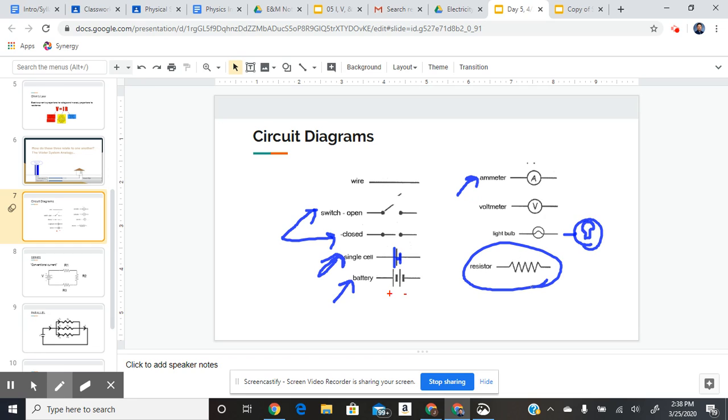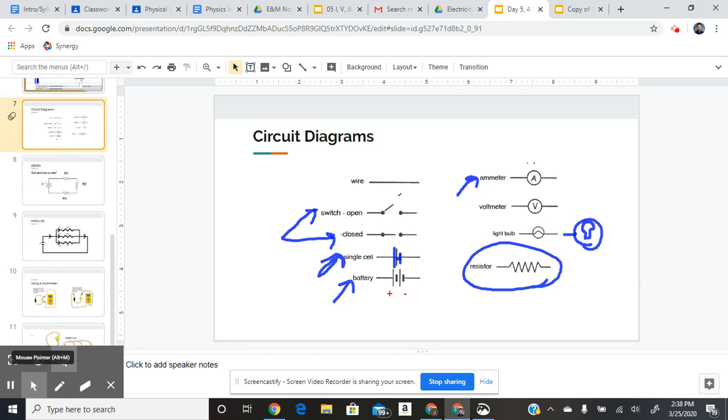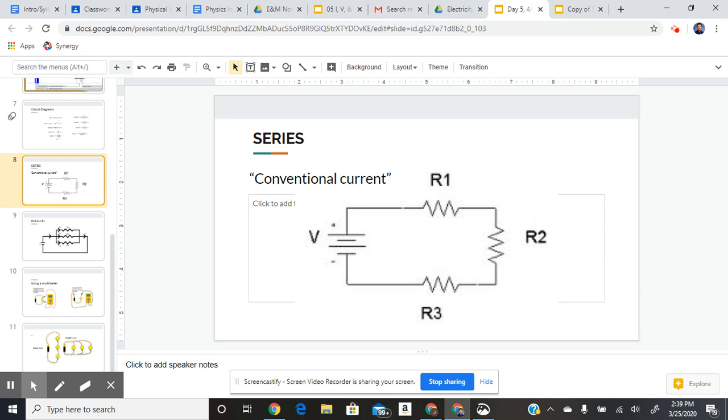Okay, so looking at our two types of circuits that we'll be dealing with. The first type is a series circuit. This is the most simple kind of circuit that you can have. And in order for it to be a circuit, it has to be completely closed off, or it has to have a complete path for the charge to flow.